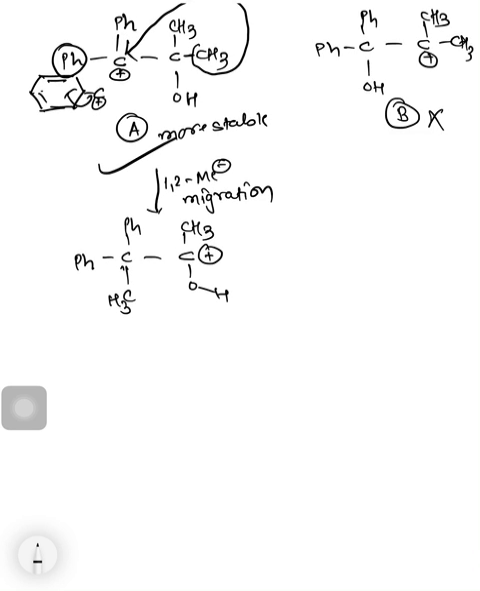Now this positive charge will be neutralized by the bond pair of electrons from the OH bond, and there will be corresponding formation of ketone derivative, Ph CH3. Now there will be C double bond O, CH3. Let us discuss one more example.